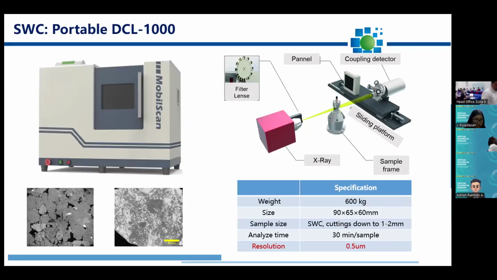Thank you, Aston. So correct. And the resolution of this device can go up to 0.5 micrometer, which is 500 nanometers.